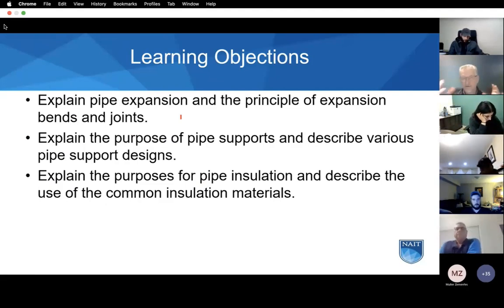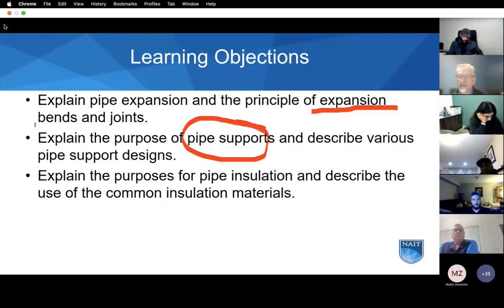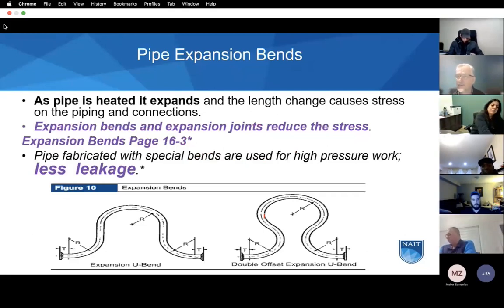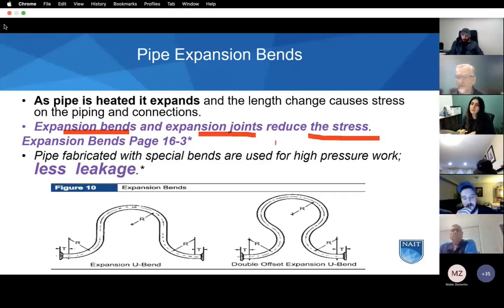A couple times a day, things are going to be stressed and strained. So we're going to talk about how to support the pipe so that they can move around, and we'll look at expansion bends and expansion joints. And then we'll talk about insulation, keep the heat in. So as piping is heated, it expands. Length change causes stress on the piping and on the connections and on the equipment that things are connected to. If we use expansion bends, and we'll also talk about expansion joints, that will reduce the stress.